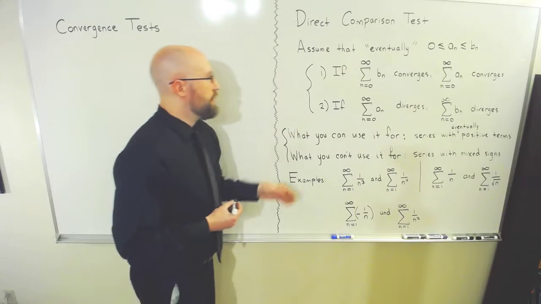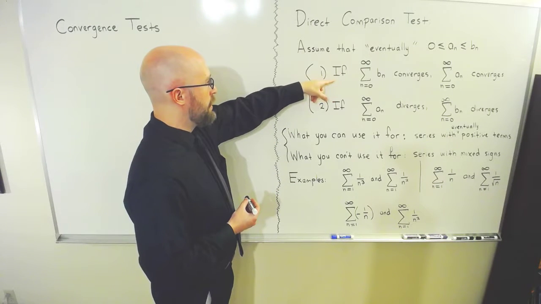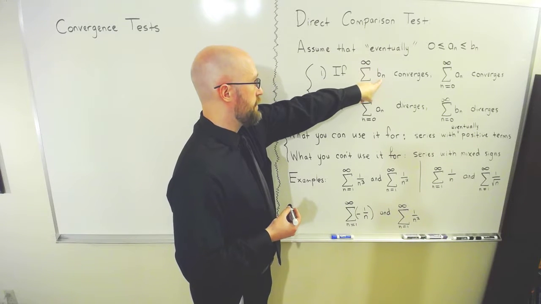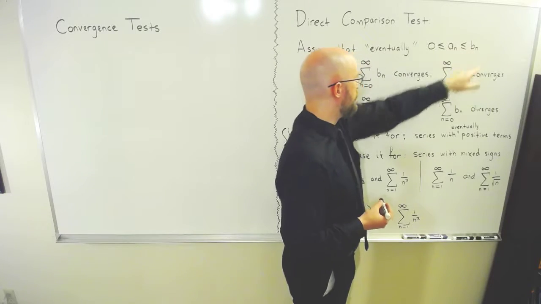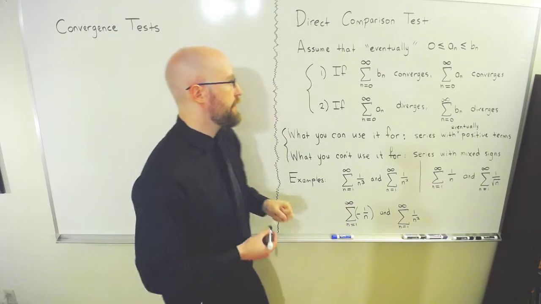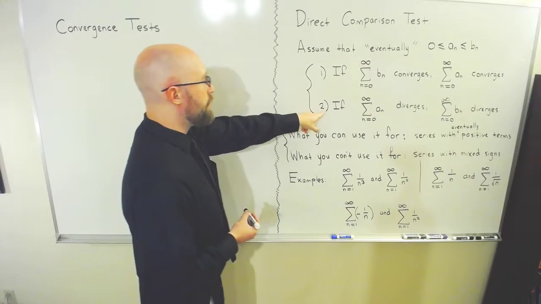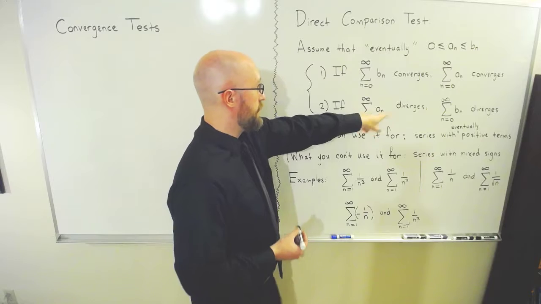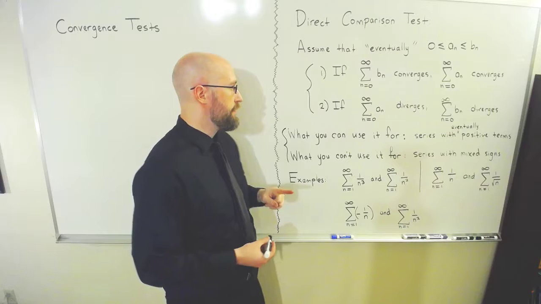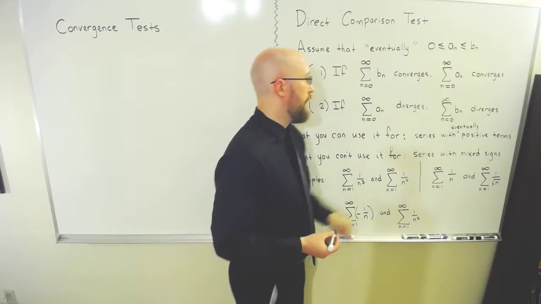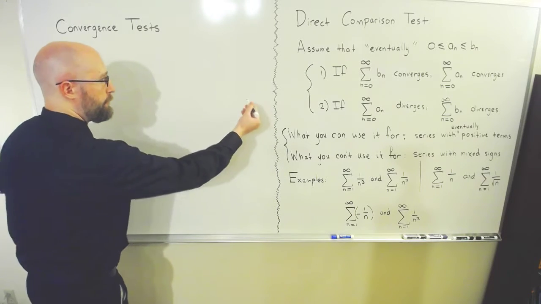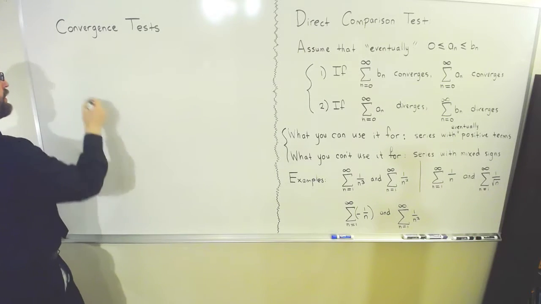So if that's true, then you can conclude that if the bigger series converges, see bigger because the terms here are bigger, if the bigger series converges, then the smaller series converges. That makes sense? And then you can also conclude that if the smaller series diverges, then the bigger series also diverges. Now this has a little bit of subtlety in it, so let me draw some pictures to illustrate this.